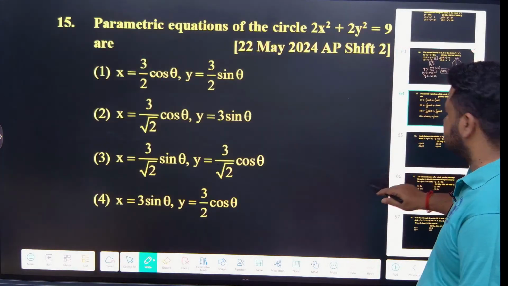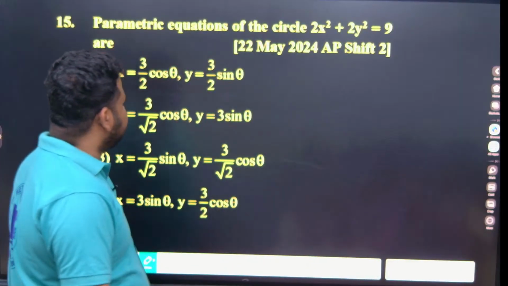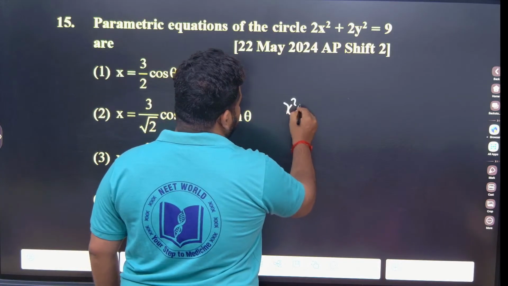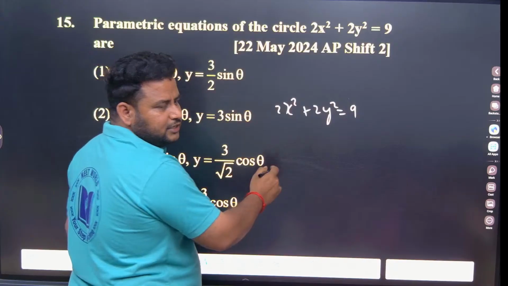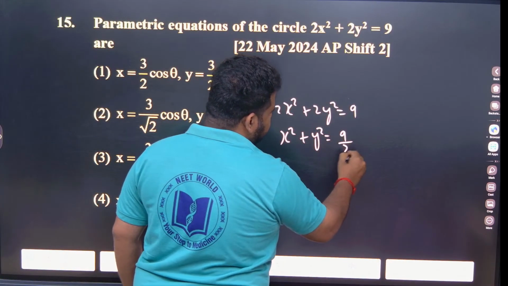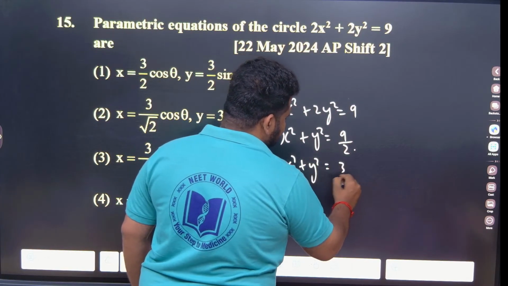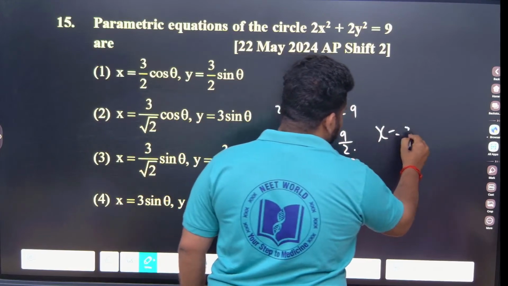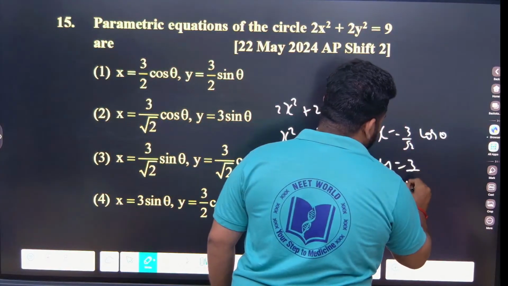Liharika, Srinidhi, focusing. Okay, look at this. The parametric equation of the circle they have given. How to find the parametric equation? They have given 2x square plus 2y square is equal to 9. Bring it to standard form. I can write this as x square plus y square is equal to (3 by root 2) whole square. So x is equal to r cos theta, where r is 3 by root 2, so x is 3 by root 2 cos theta, and y is equal to 3 by root 2 sin theta.